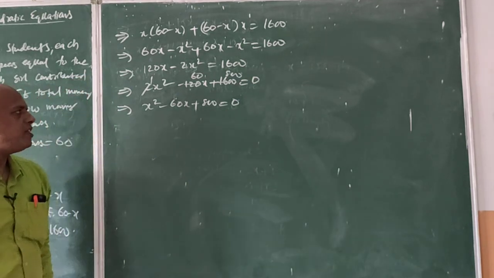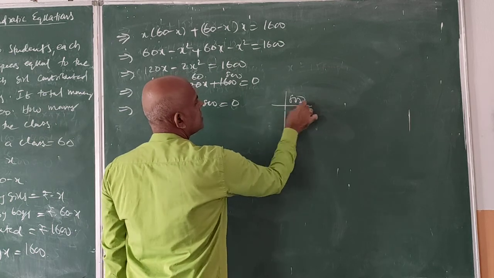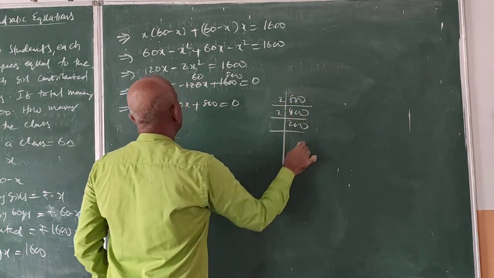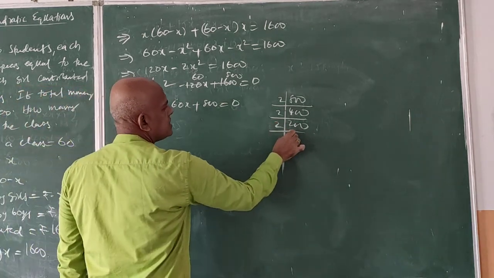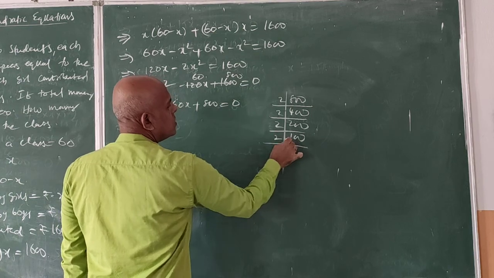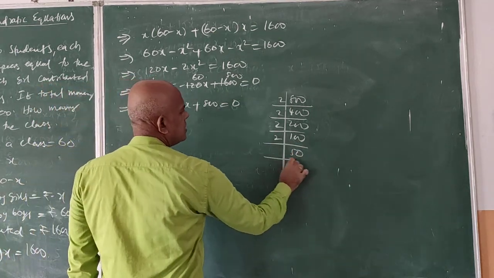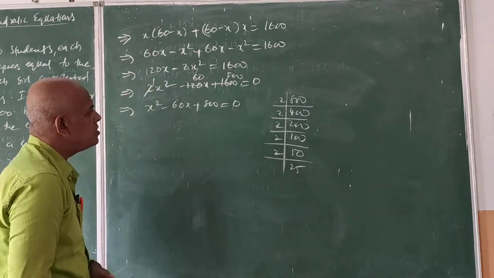So now we have to find the factors for 800. So 800 factors: 2 4s are 8, 0 0. 2 200s. So overall we have to get 60. So now 200s, 250s, 225s.